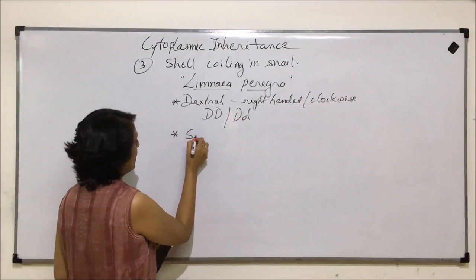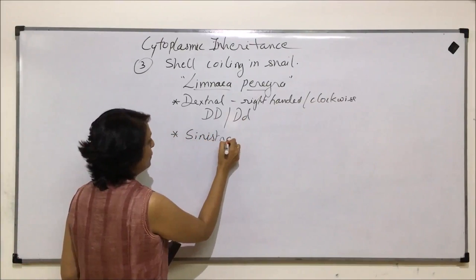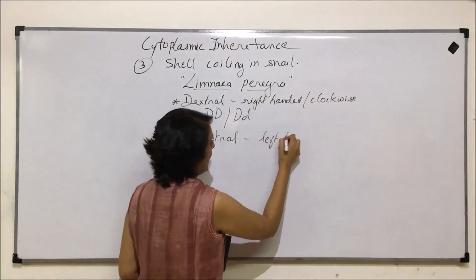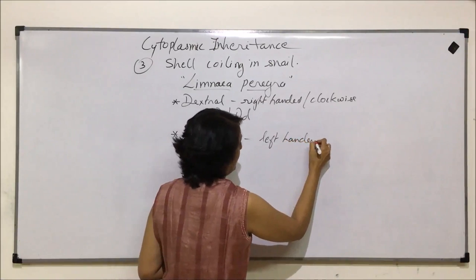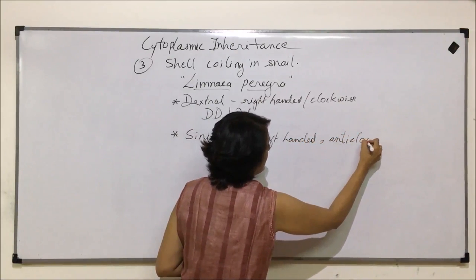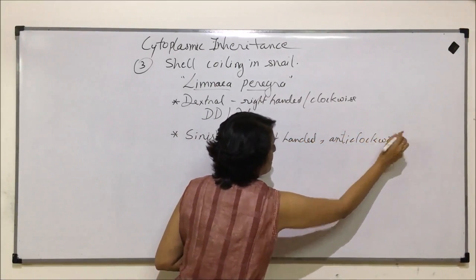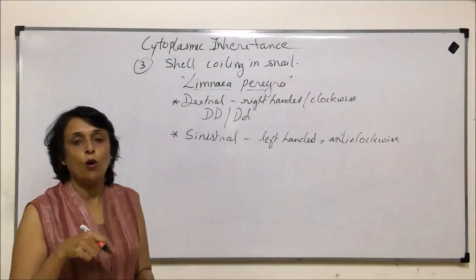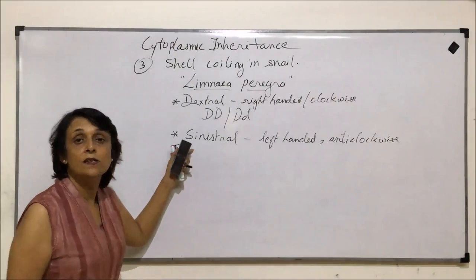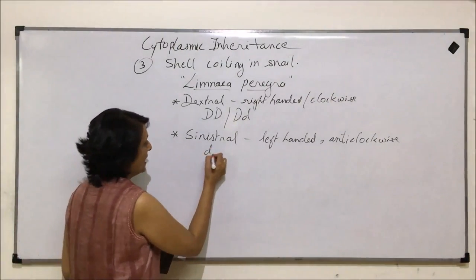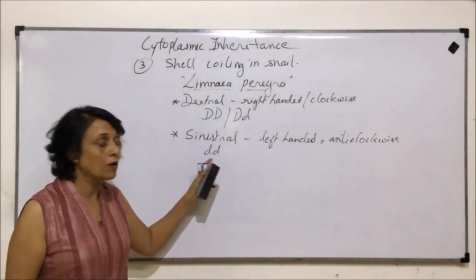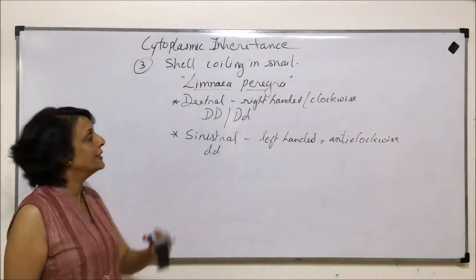The second type of coiling is known as sinistral, which is the recessive. That means the coiling is left-handed or anti-clockwise. If we see it from the top, the coil or the turn goes towards the left-hand side. Sinistral is recessive and the genes which we write are the lowercase d or smaller d.